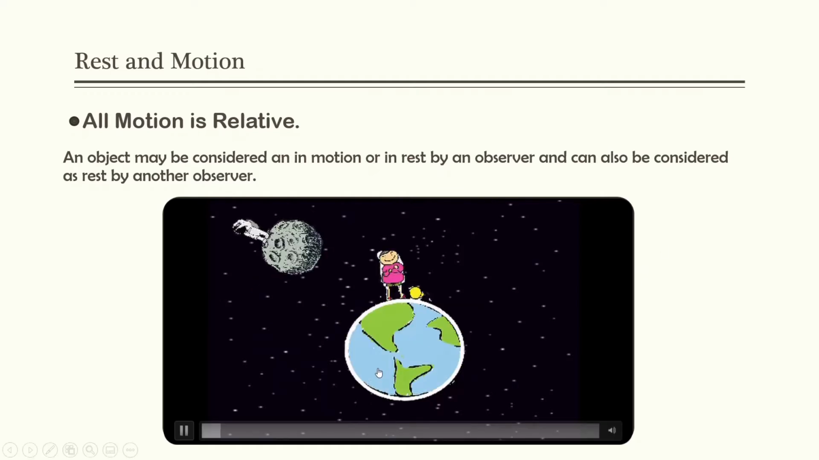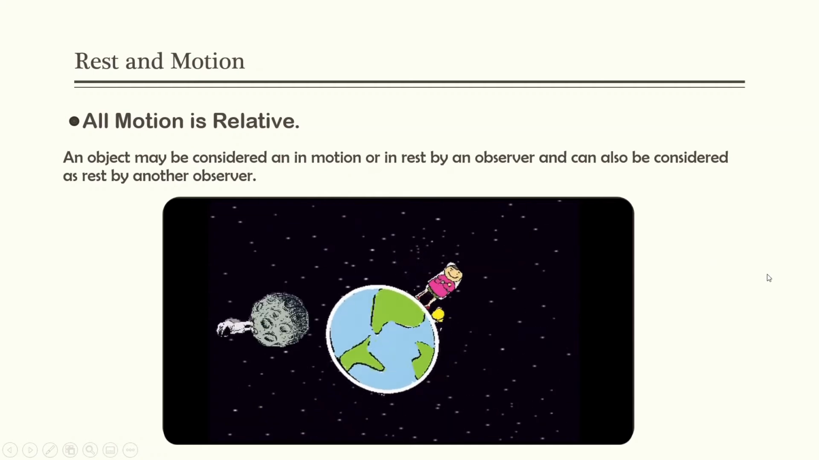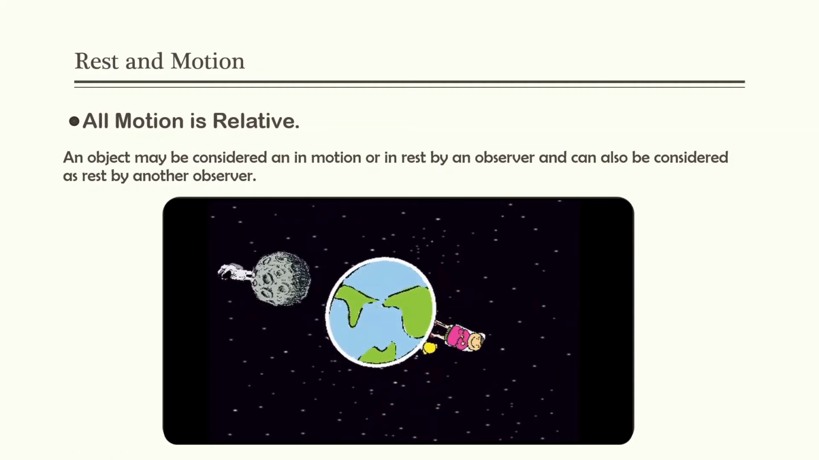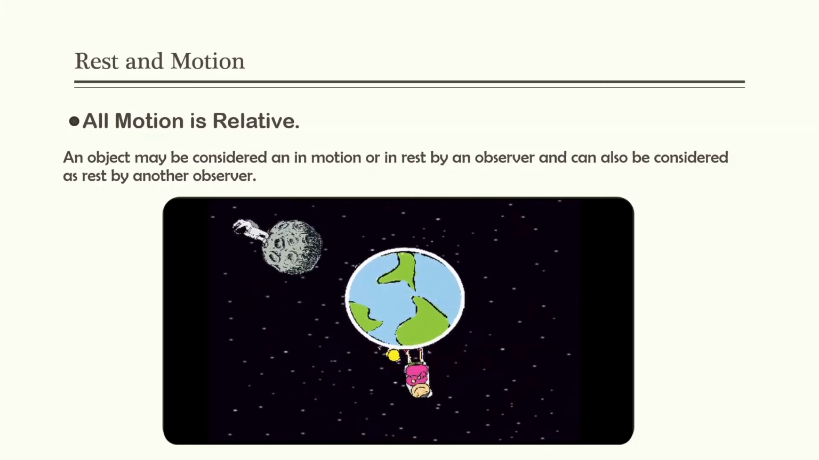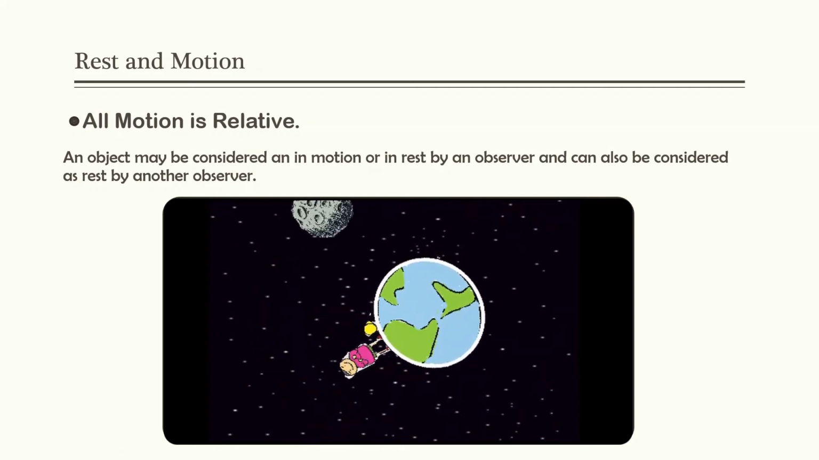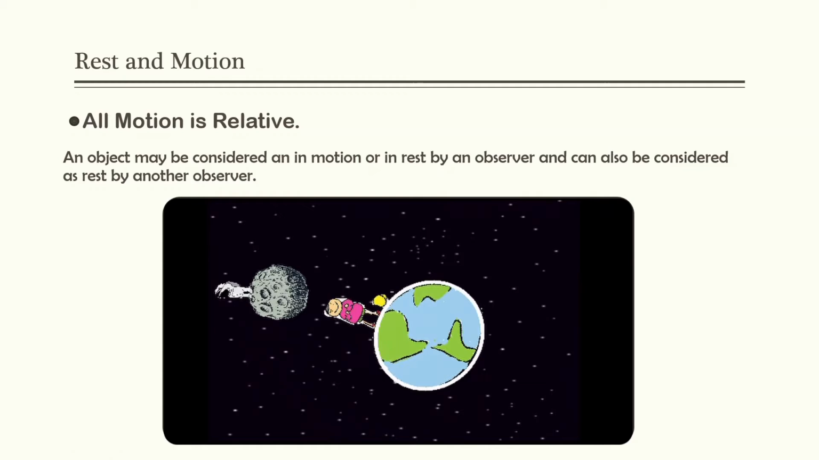For the astronaut who is observing the ball standing on the moon, it seems to be in motion, as the moon is revolving around the earth, and also the earth is moving, so it seems to be in motion for the astronaut.